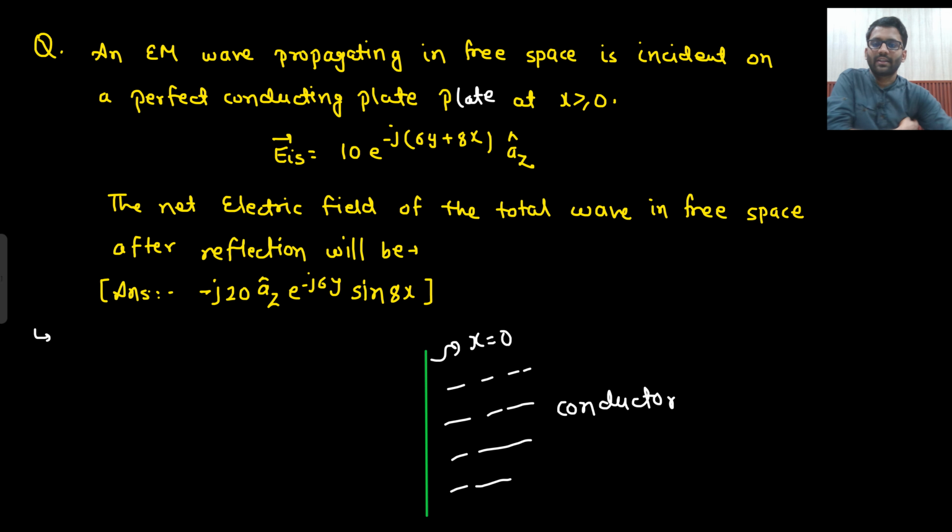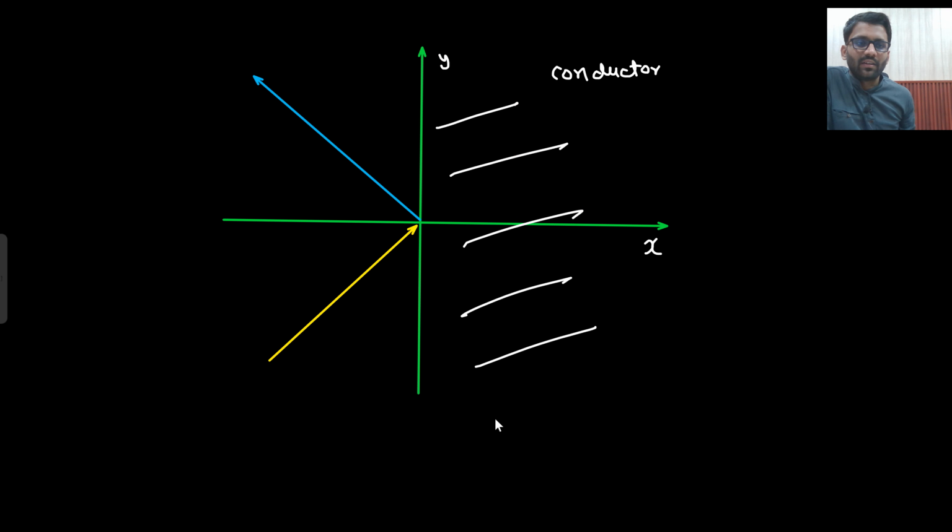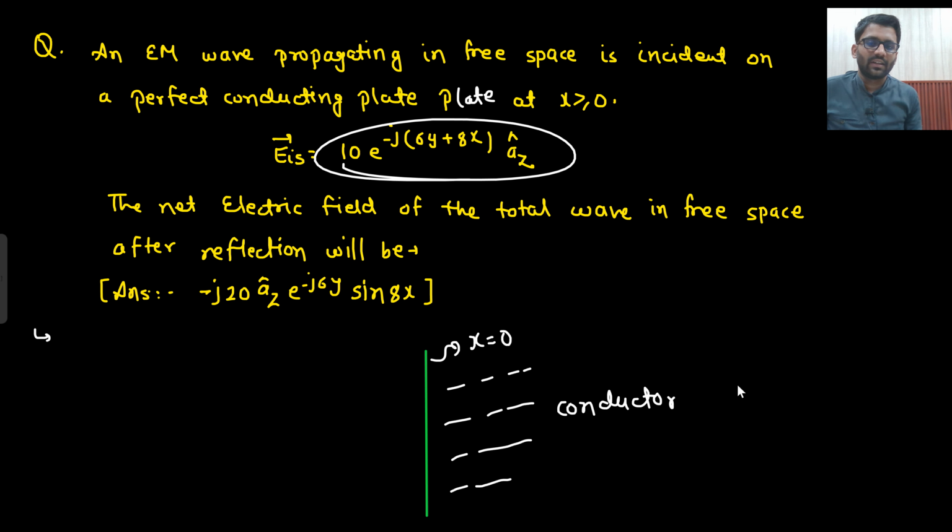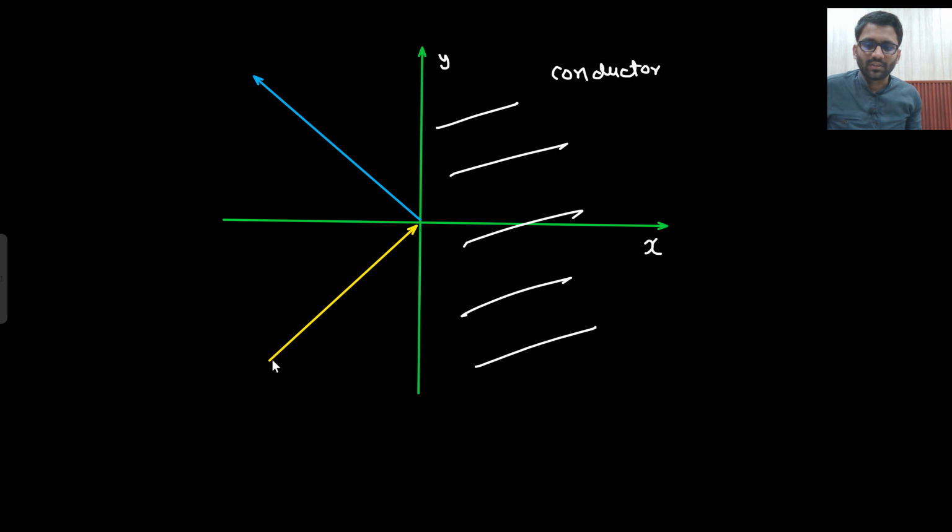What are they asking, let's check. The net electric field of the total wave in free space after reflection. They are basically asking for the standing wave pattern. This is your incident, this is your reflected, so both combine. What is my incident electric field? This is my incident electric field. What will be your reflected electric field? All part will be reflected. Basically your gamma will be equal to -1, and it is your perpendicular polarization, because this will be your electric field. This is your incident electric field, and this will be your reflected electric field.